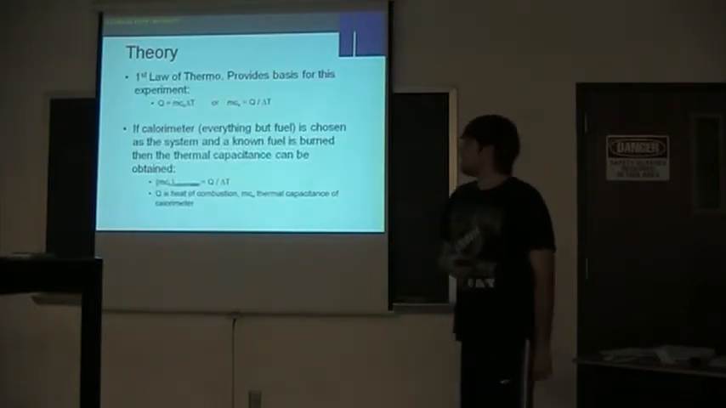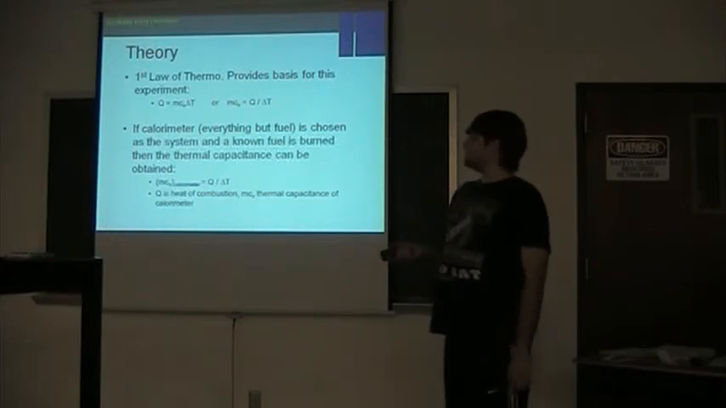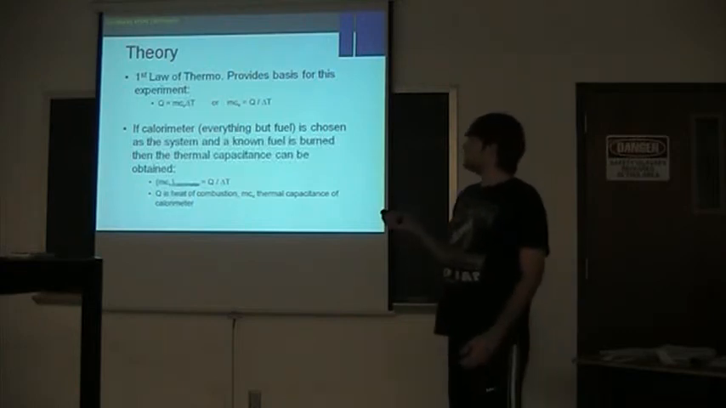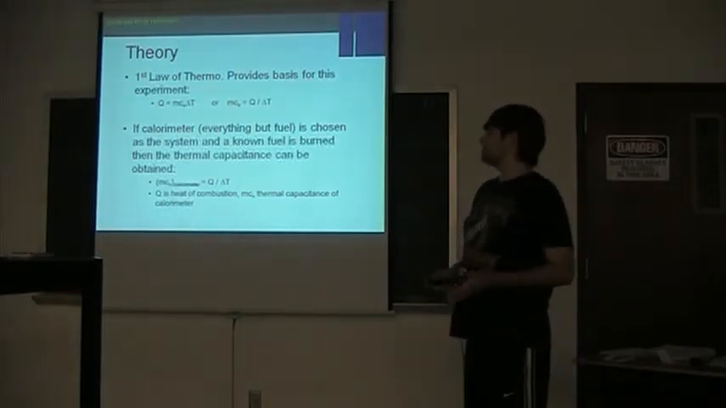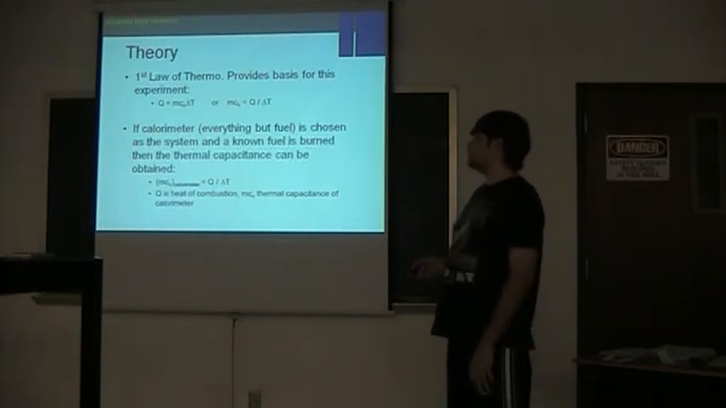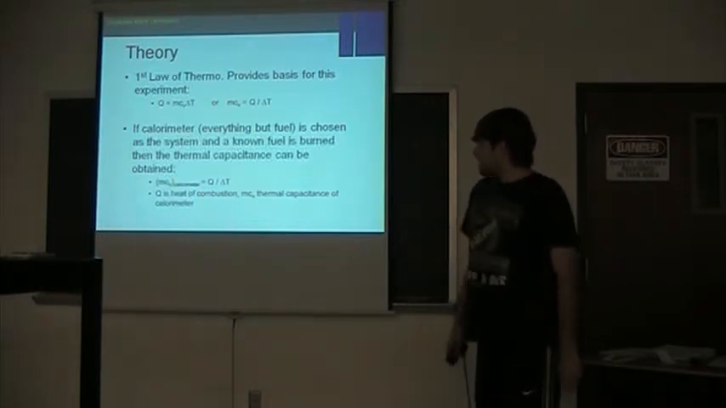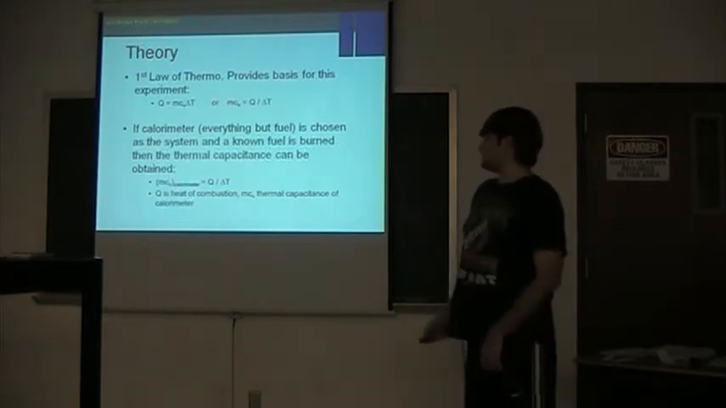The first law of thermodynamics provides the basis for this experiment. Q is equal to mass times specific heat times delta T. Mass times specific heat for constant volume, that's the subscript V, is the thermal capacitance. You rearrange the equation, you can calculate the thermal capacitance. If the calorimeter, the whole system, everything but the fuel, is chosen as your system, and you know what fuel you're burning, you know your value for Q. From this, you can calculate your thermal capacitance from the equation right here, where Q is the heat of combustion, and mass times specific heat is your thermal capacitance of the system.